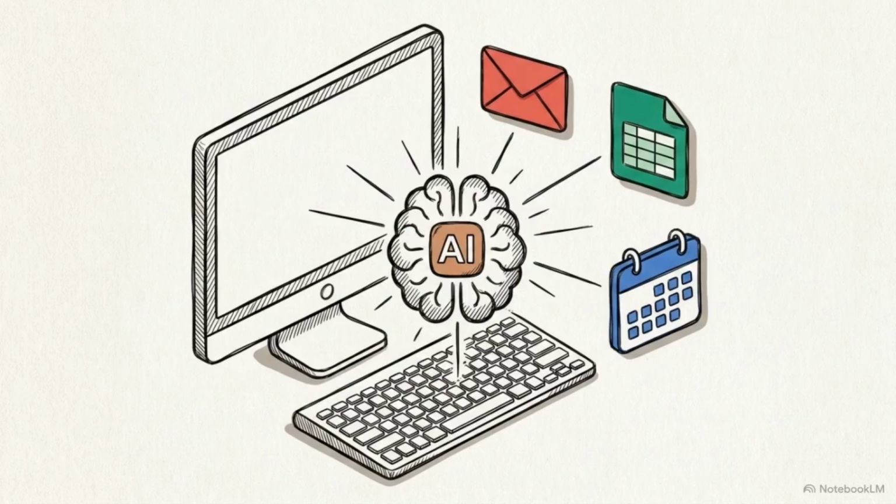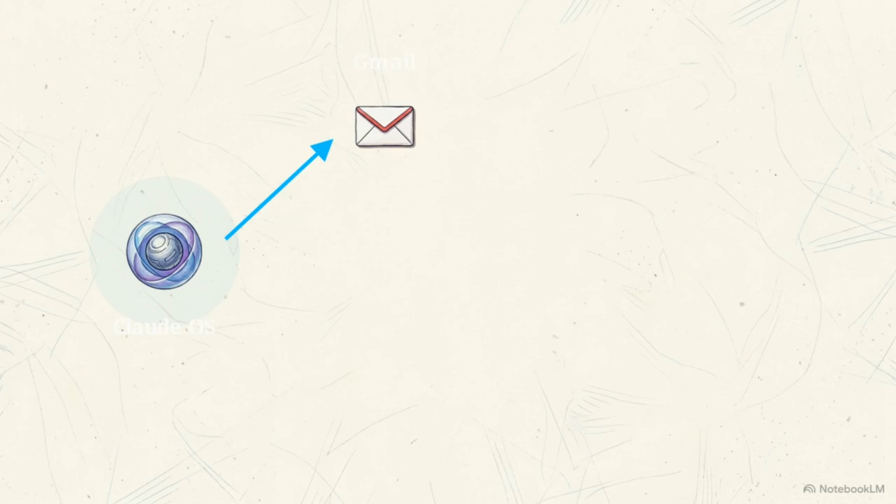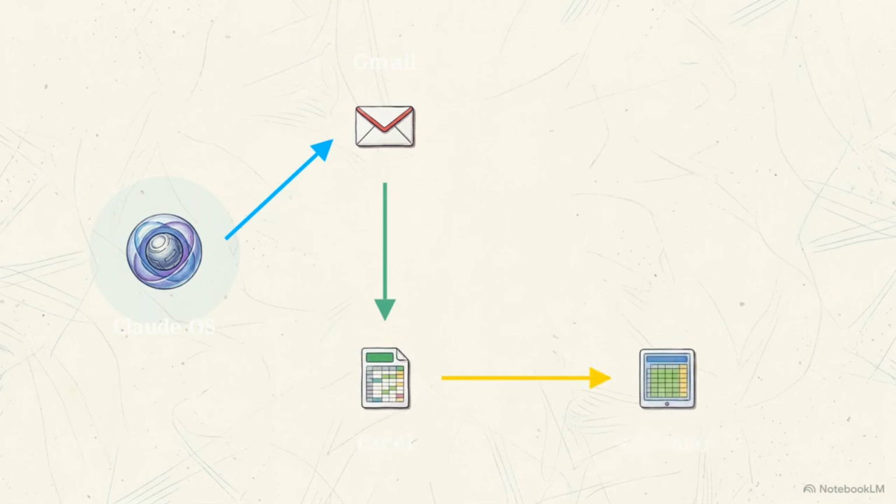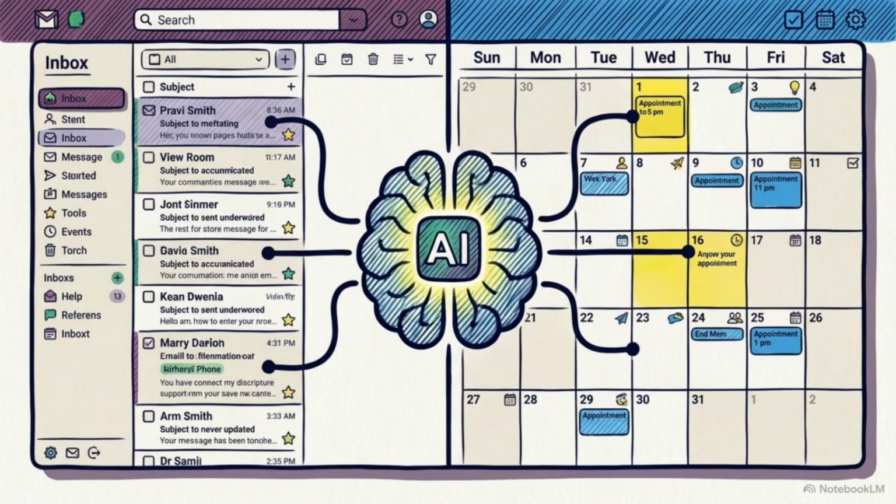We can prove the system works by assigning it a complex, multi-application job. Inside the desktop app, I instruct Claude to check my Gmail for the latest sales report, open a local Excel file to chart that data, and then find an open time on my calendar tomorrow to review it. Claude initiates the workflow by securely pulling the email data and checking calendar availability using the Google connectors. Then it takes over the screen.